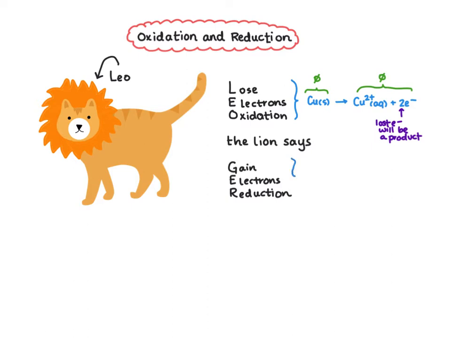A reduction half reaction is going to be the exact opposite. So if we're talking about a metal, we'll look at copper again. We typically will start with the ion, and that ion will gain electrons to form the element. So in this case, the gained electrons will be a reactant. And once again, we have an overall charge equal on both sides of the reaction. So a net charge of 0 on both sides of the reaction here.